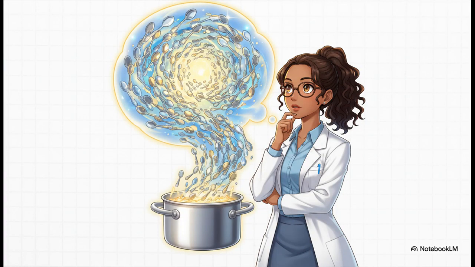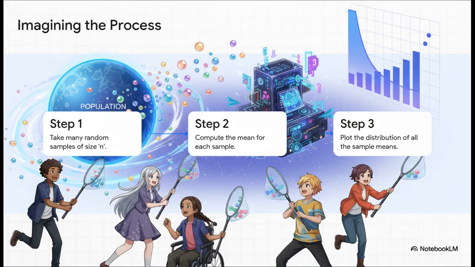So, if every sample is going to be a little different, how can we ever feel confident in our result? How do we get past all that randomness? Well, this is where statisticians came up with a really brilliant thought experiment. We can't actually go out and take thousands of samples in the real world, but we can imagine what would happen if we did. So here's how the thought experiment goes. Imagine taking one random sample and calculating its average. You write it down. Then you do it again and again and again, thousands of times. You'd end up with this massive list of all these different sample averages.